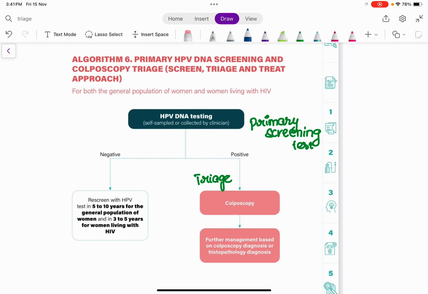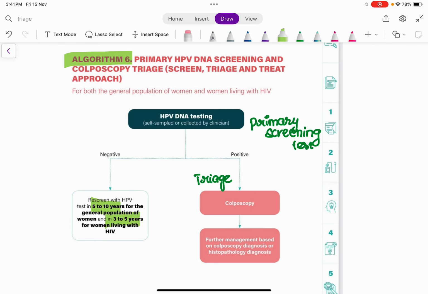Now we are going to algorithm 6. In algorithm 6, the primary screening test is again HPV DNA testing. As we all know, if the report of HPV DNA testing as the primary screening test comes out to be negative, you repeat the test after 5 to 10 years in the general population, after 3 to 5 years in HIV positive females.